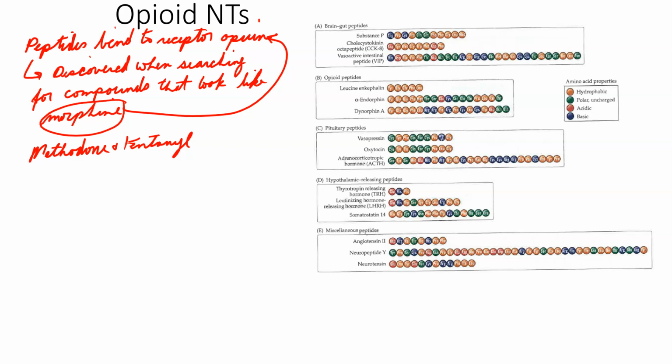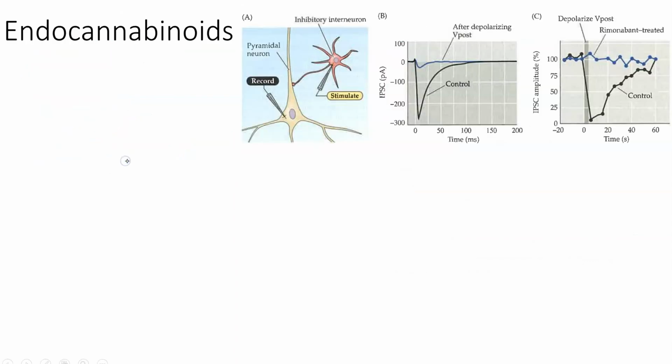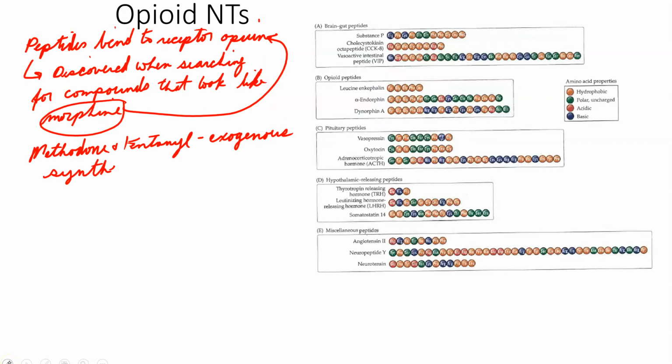These things are exogenous and they're synthetic. Exogenous meaning that they're coming from the outside. And synthetic, they're not naturally occurring. We make them in a lab, because we know what the structure of the receptor looks like and we know what morphine looks like. So morphine would be an example of an exogenous compound that's non-synthetic. It's naturally occurring.